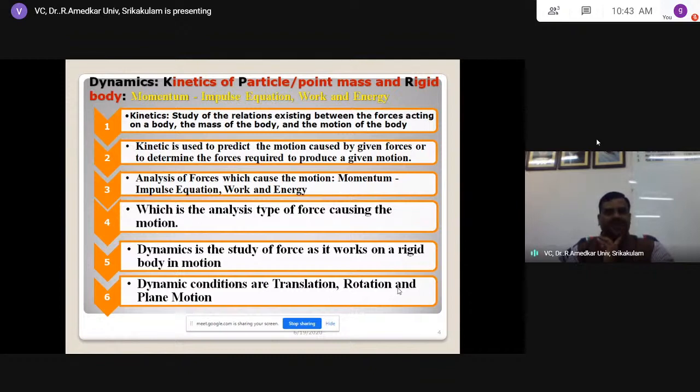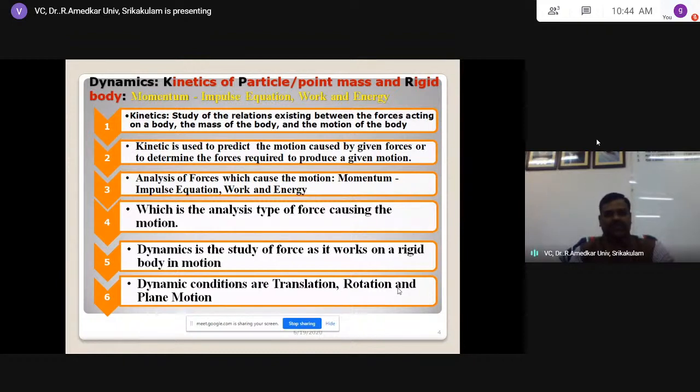Then moment impulse equation, then work energy equation. Okay, so these are the things we are going to discuss. From your point of view, please carefully observe in what conditions we go with F equals ma, in what conditions we will solve the problem with moment impulse, and what are the other conditions where we are going to solve with work energy principles.